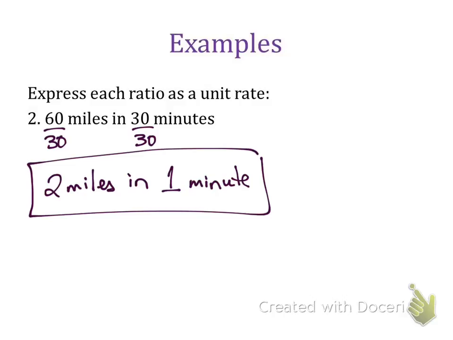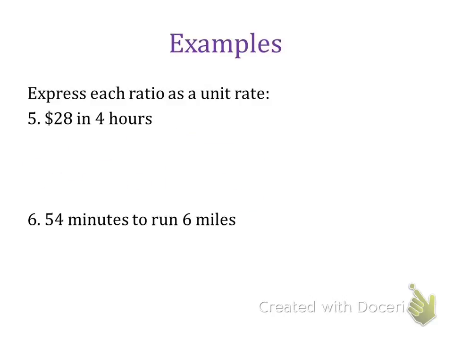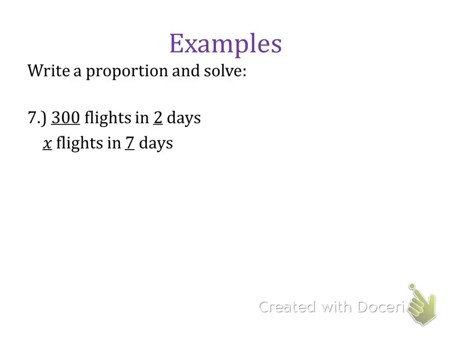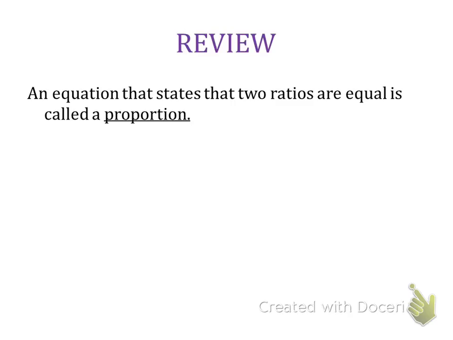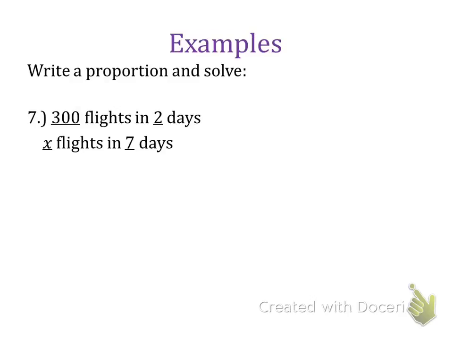All right, so let's skip to the next page. We're going to go straight into word problems. This is what you're going to see on your homework. I need to go back a slide because an equation that states two ratios are equal is called a proportion. Let's put on that line a proportion. We're going to set up proportions in this next example. So if you have 300 flights in 2 days and X amount of flights in 7 days, we're going to set up a proportion. We're going to go flights to days.